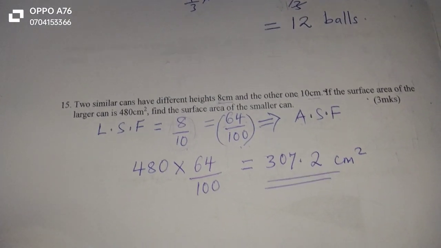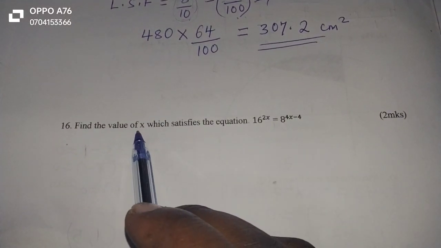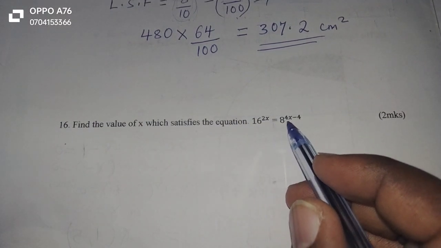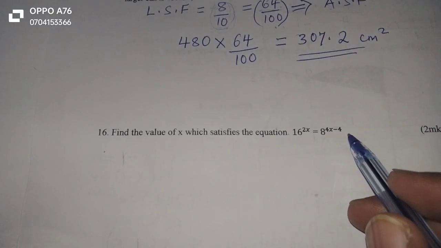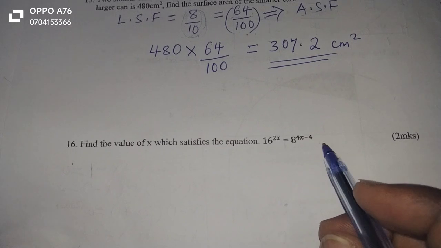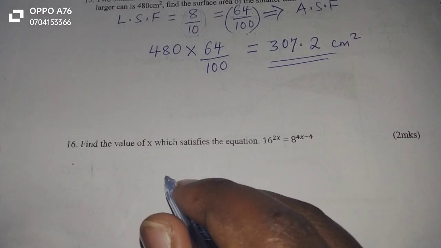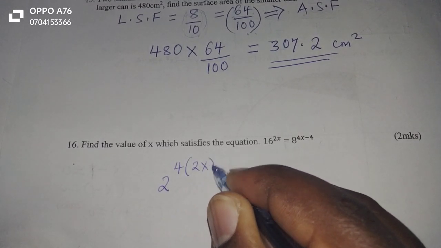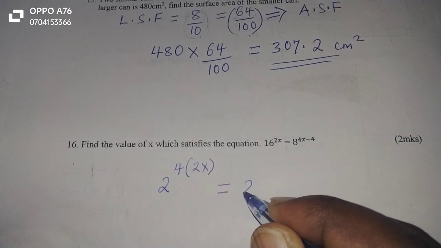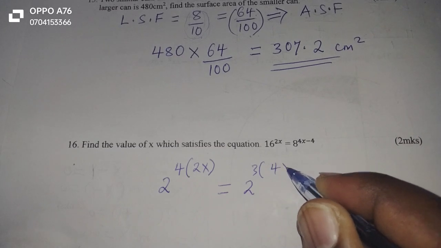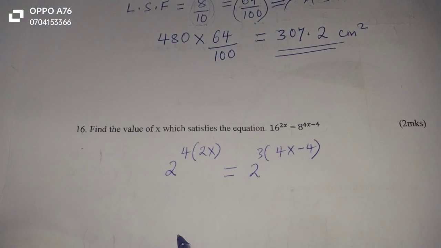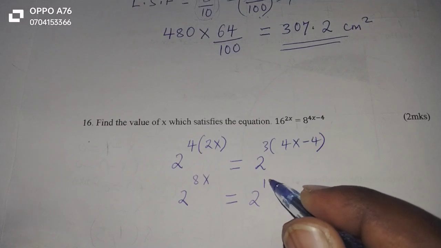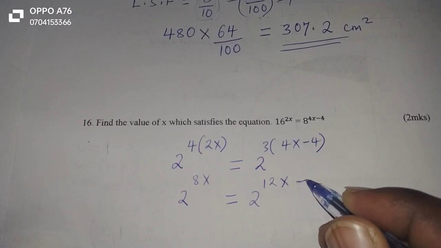square centimeters. And finally, find the value of x which satisfies the equation 16 power 2x equals 8 power 4x minus 4. So we're going to put the composite numbers into a common base, that is base 2. So 16 is 2 raised to 4, and there is already an existing power. 8 is equal to 2 power 3, and there is already an existing power. Then now we can have 2 power 8x equals 2 power 12x minus 12.